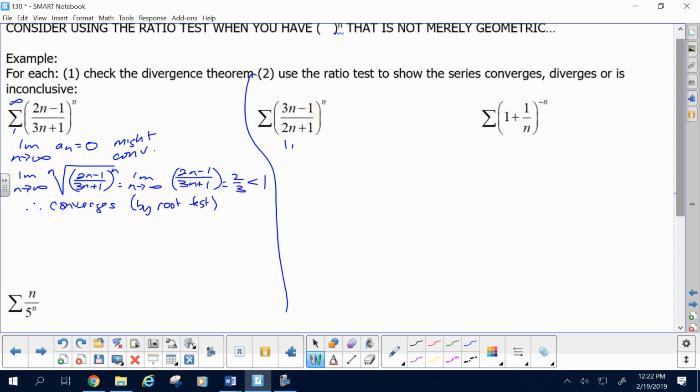Okay, so you say this fails the divergence theorem. I feel like it's going to diverge. What do the terms go to? 3 halves. Actually, it goes to 3 halves to the n, so that goes to infinity. And so this diverges. Now you might see that the diverging root test is often caught by the divergence theorem, but not always.